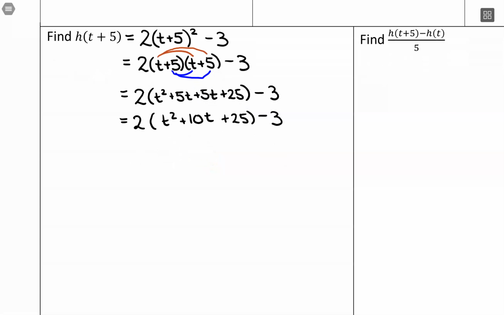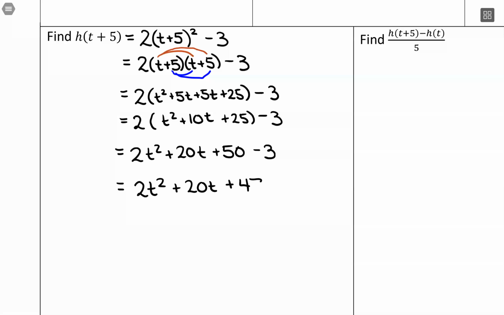Alright, we're going to distribute the 2 in. So 2t squared plus 20t plus 50, and then minus 3. And then I'll just combine those last two terms there. So 2t squared plus 20t, and then 50 minus 3, which is 47. And then we're not going to do anything else with it. We'll leave it like that. So, just to summarize that, h of t plus 5 will give us that expression there.